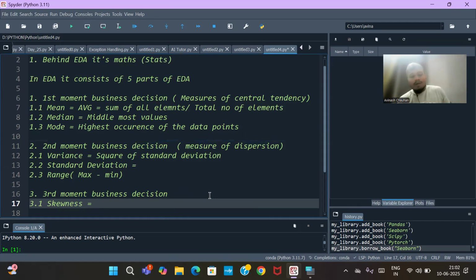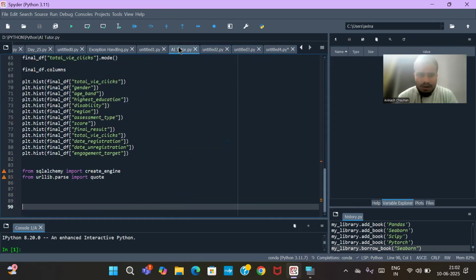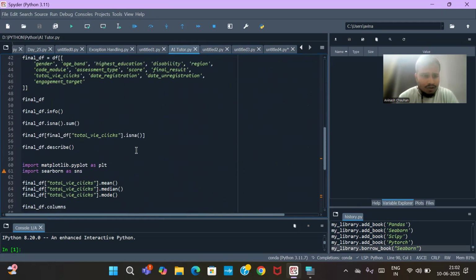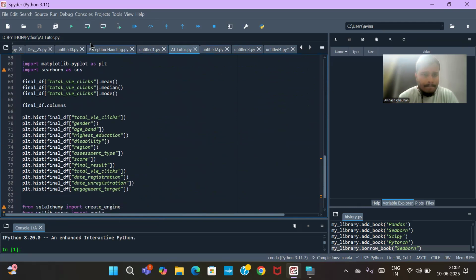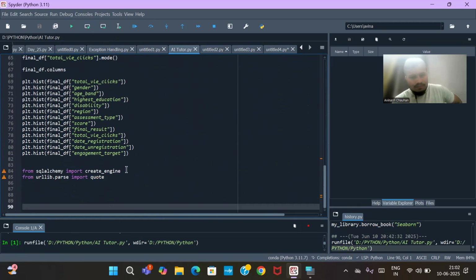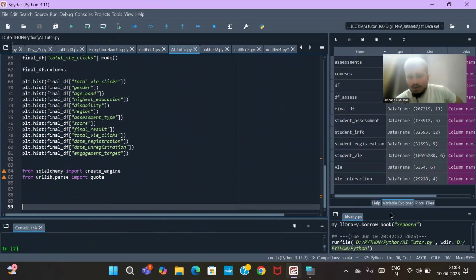So skewness shows how our data points are there. The graph shows how our data points are there. Let's take an example to explain it in a much better way. I will execute this line of code, and here I will show you the skewness.